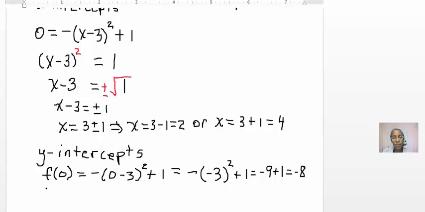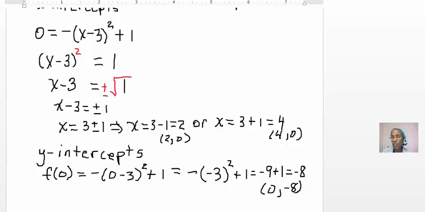So the x-intercepts are 2, 0 and 4, 0. The y-intercept is the point 0, negative 8, because remember, when we went to find the y-intercept, we let x equal to 0. When we went to find the x-intercepts, we let y equal to 0.